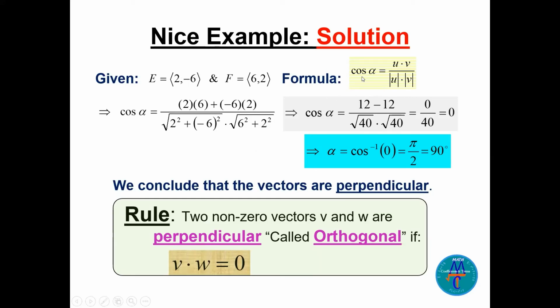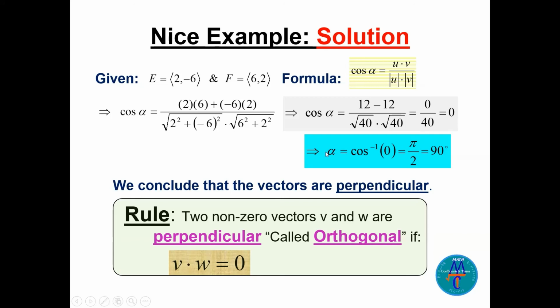Okay, we need cosine of alpha. Cosine of alpha will be u dot v. So 2 times 6, and then you add minus 6 times 2, divided by the magnitude of u. See, this is the formula here. That's the formula, u and v. And in our question, we have E and F. Be careful there. Find the magnitude of E, and this is the magnitude of F, which are the magnitude of u and magnitude of v. So you get 12 minus 12, that's 0, divided by 40, which is 0.